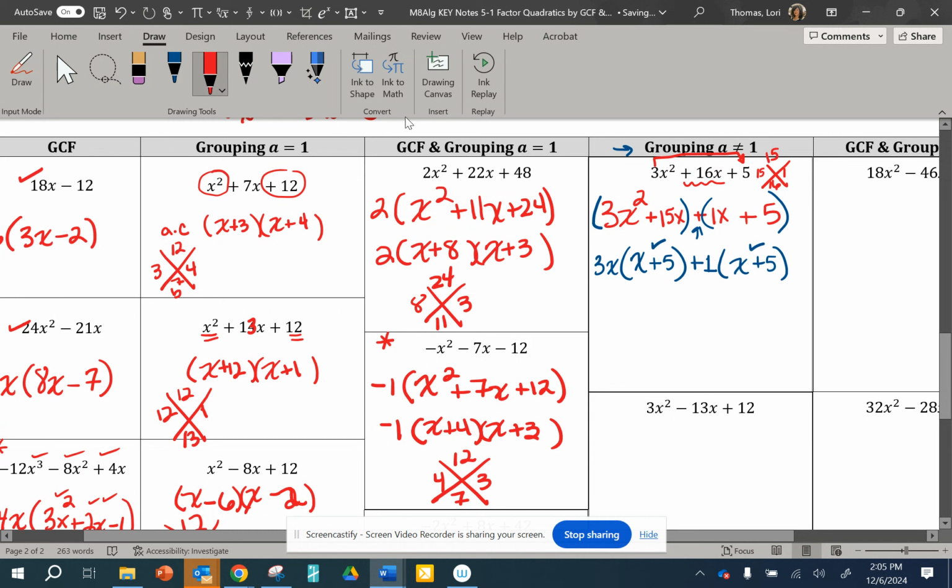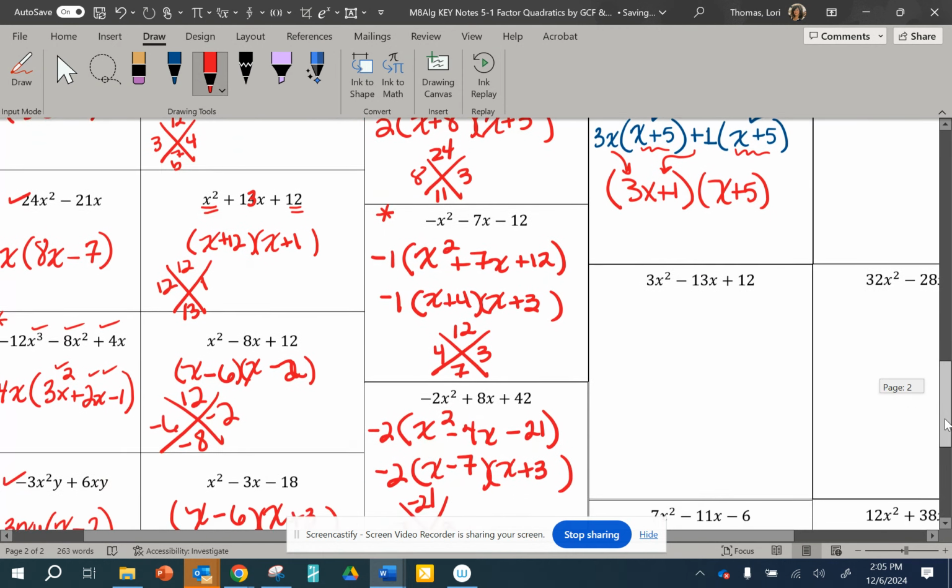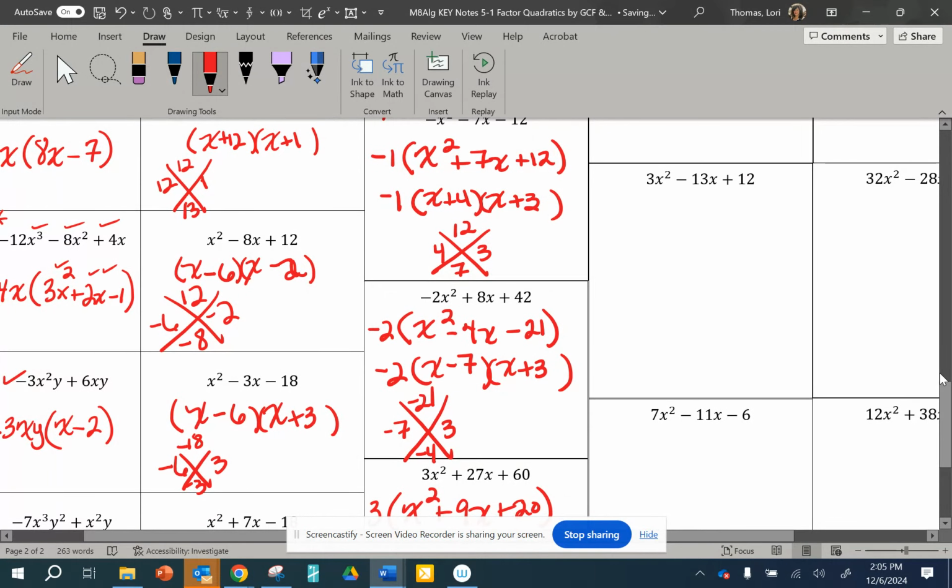Now we're going to write the 2 linear binomials. So we have 3x plus 1 times x plus 5, and these are your linear binomial factors. So you put the 2 GCFs together to create one linear binomial factor, and then the one they have in common is your other factor. Now, if you have your x plus 5 first and then 3x plus 1, that's totally okay.